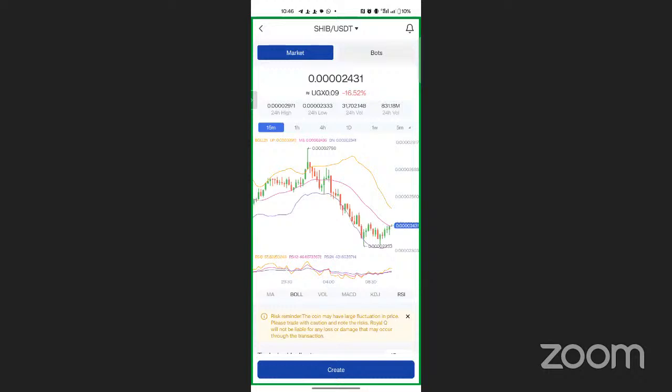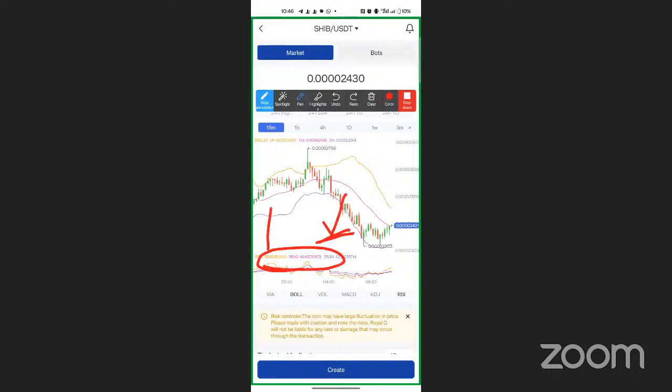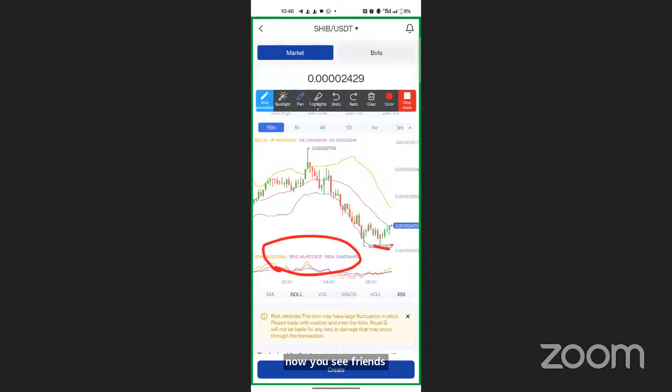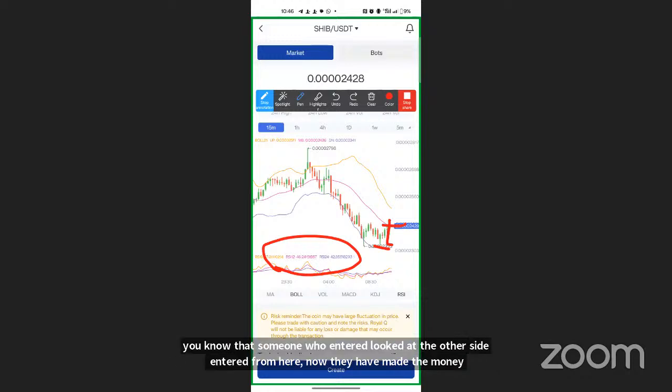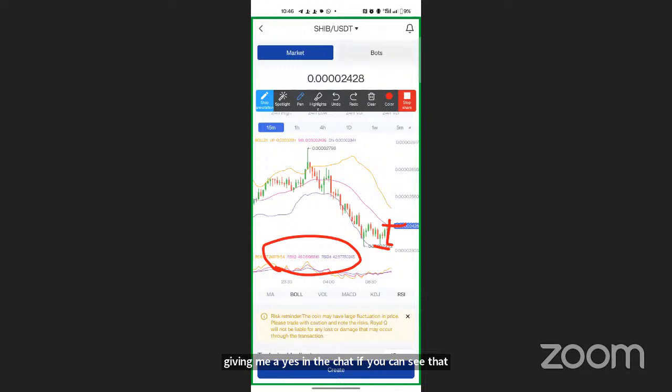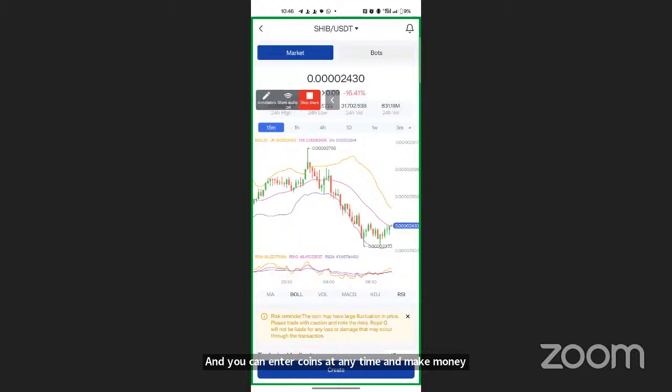Now you see, friends, do you know that someone who entered, he looked at the RSI, entered from here. Now they have made money. Give me a yes in the chat if you can see that. You just need to learn how to interpret these, and you can enter coins at any time and make money at any time. Now I have finished that one.